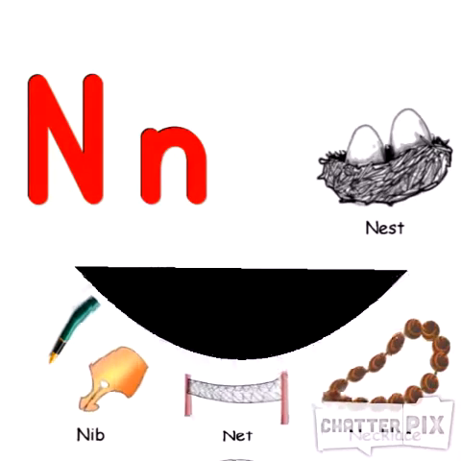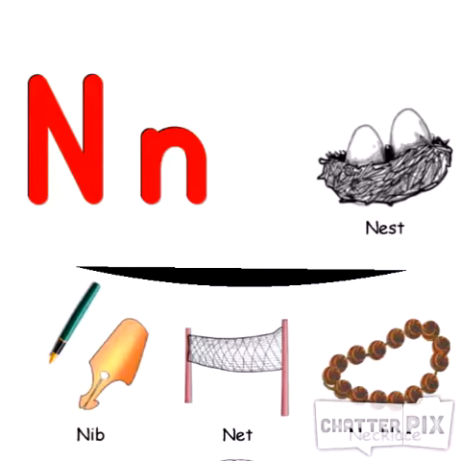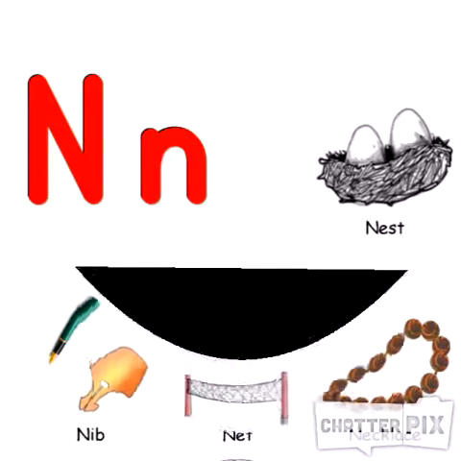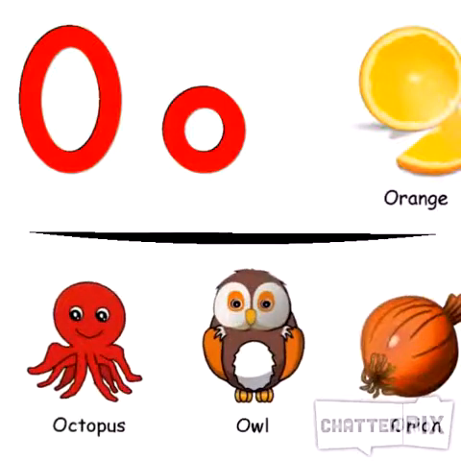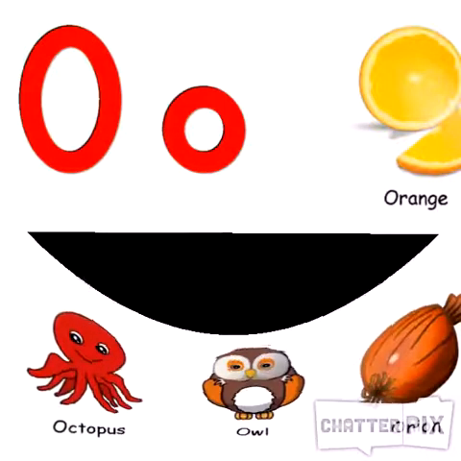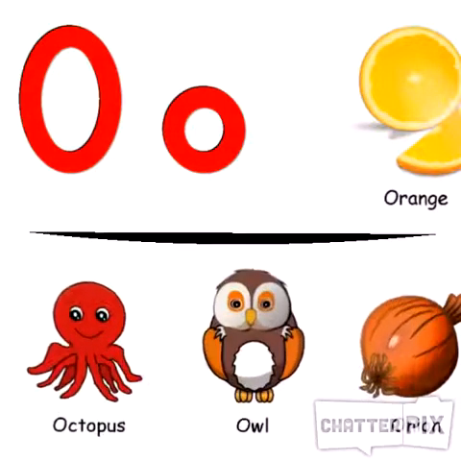And sound of N is N. N. Nest N. Nib N. Net N. Necklace N. Now this letter is O and the sound of letter O is O.